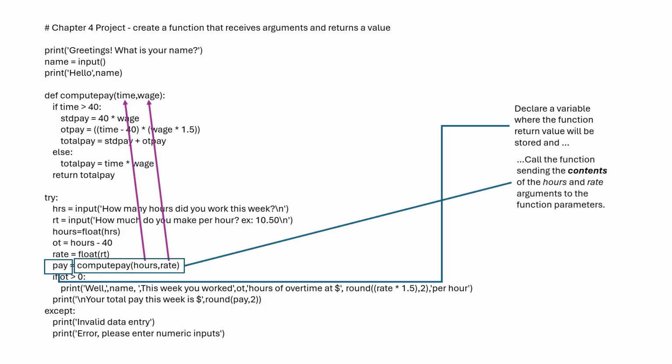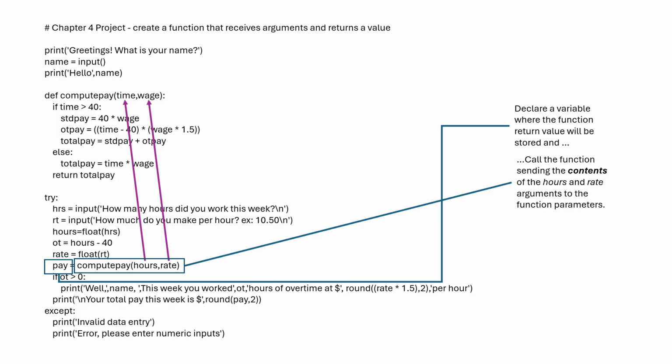Now we call the function. We do that by using the function name followed by the data we want to send to the function called arguments. Here we want to send the arguments, which consist of the contents of the variables hours and rate. Notice how we enclose them in parentheses as part of the function name and separate them using a comma. Take note, and this is important, that when we call a function and pass it arguments, we use the same number of arguments to match the parameters defined in the function definition.